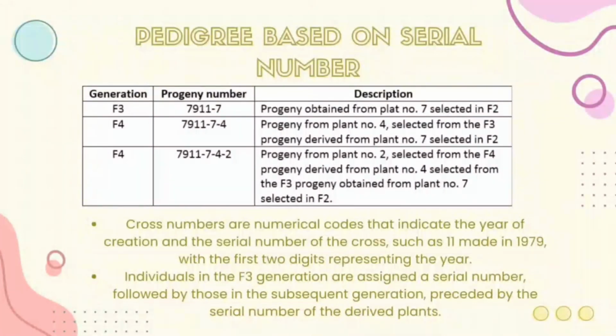Okay, then I want to talk about the pedigree based on serial number. The cross numbers are numerical codes that indicate the year of creation and the serial number of the cross, such as 79-11, made in 1979, with the first two digits representing the year. Individuals in the F3 generation are assigned a serial number, followed by those in the subsequent generation, preceded by the serial number of the derived plants. Thus, using this method, each progeny can be traced back to its originating F2 individual without consulting previous years' records. For example, you can see it in those tables. In both systems, these progenies are assigned a different serial number when they become homozygous and are included in preliminary yield trials.